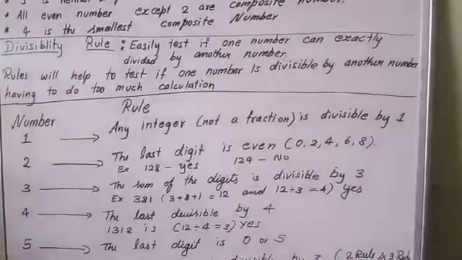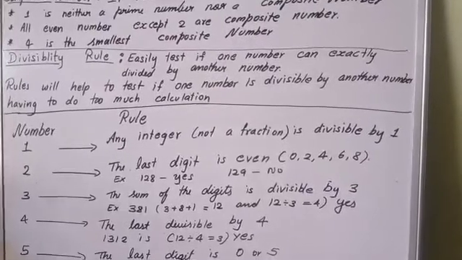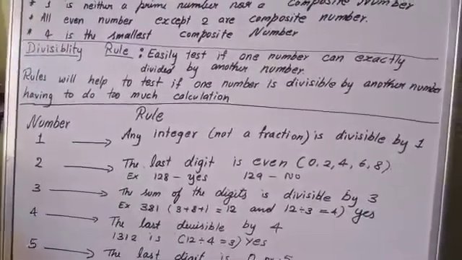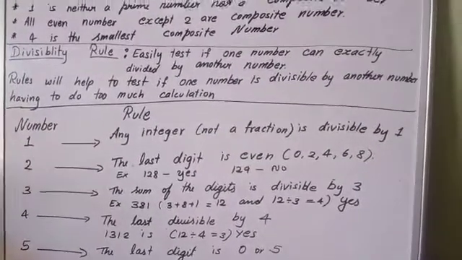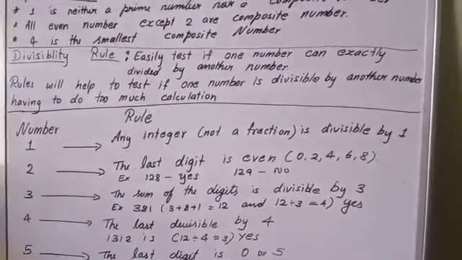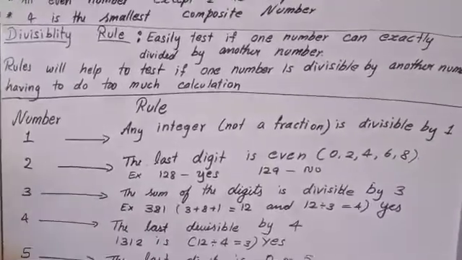Next, if you are going with 5, the number whose last digit is 0 or 5 will be divisible. We already know this from skip counting and the multiplication table: 5, 10, 15, they all end with 5 or 0. Of course, it will be divisible by 5.